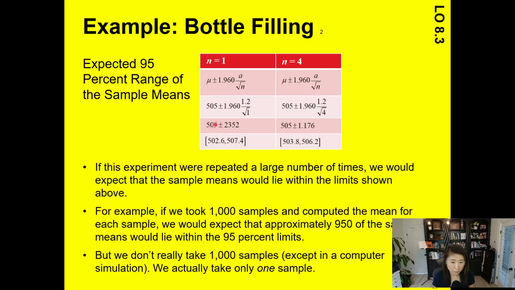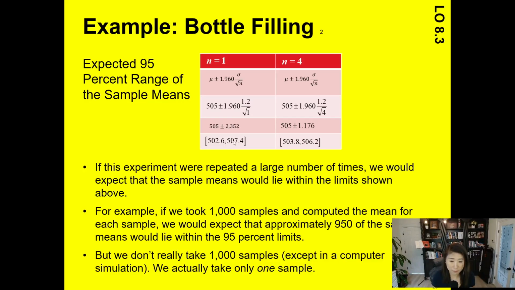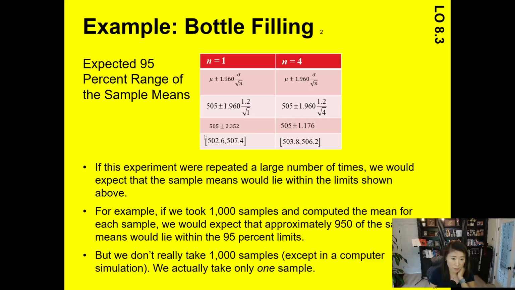When I use 505 minus 2.352, I'm missing a decimal place here, 2.352, I obtain 502.6. When I use 505 plus 2.352, I get 507.4. Okay, so that is when n equals 1. When n equals 4, I replace n by 4, and I get the range 503.8 to 506.2.